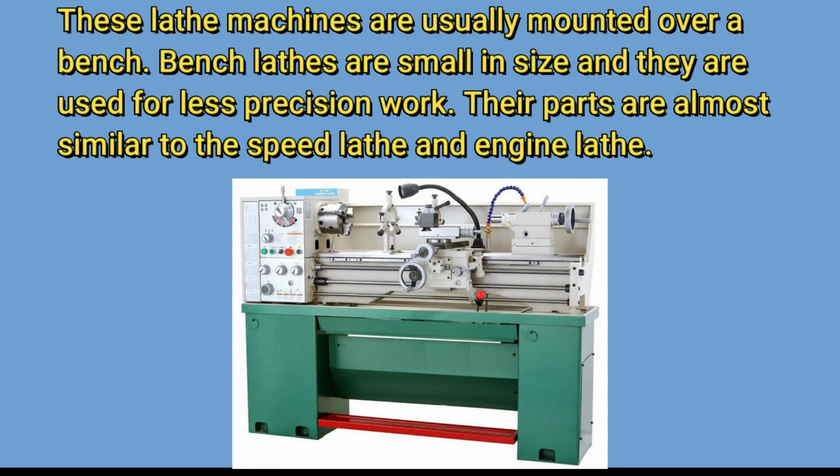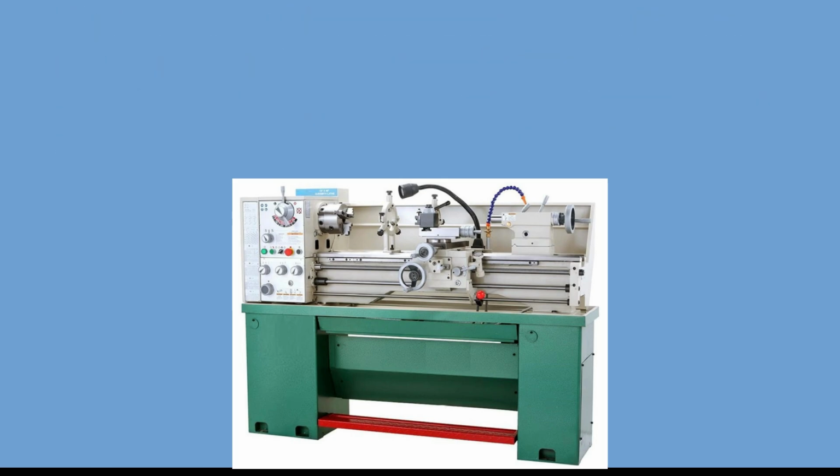7. Bench lathe machine. These lathe machines are usually mounted over a bench. Bench lathes are small in size and they are used for less precision work. Their parts are almost similar to the speed lathe and engine lathe.